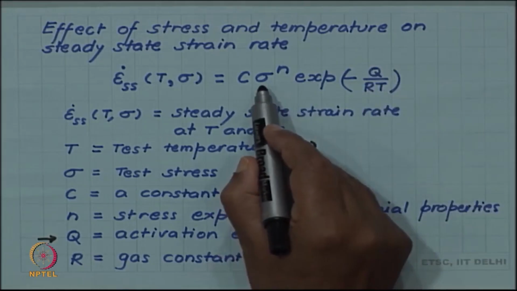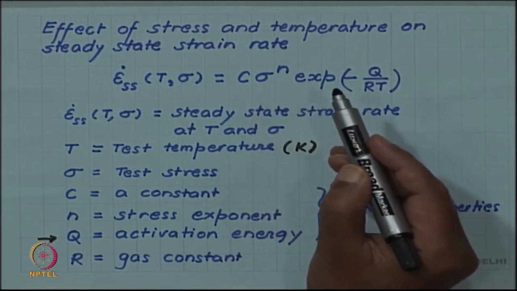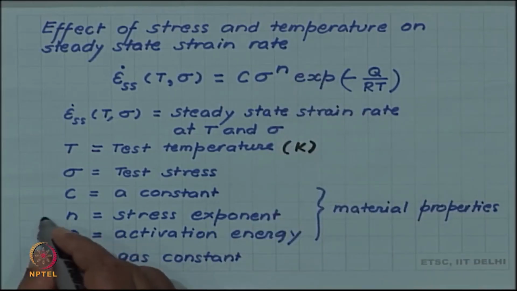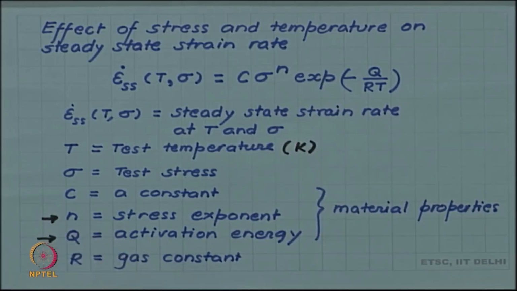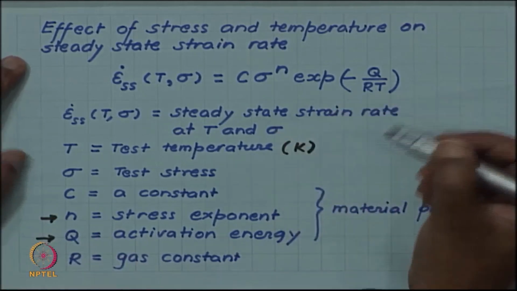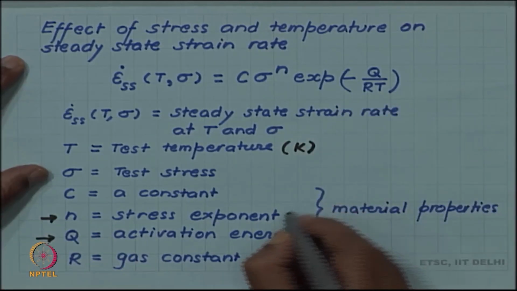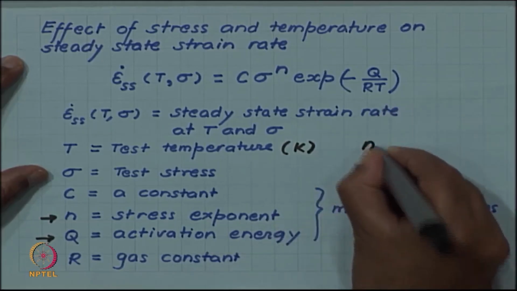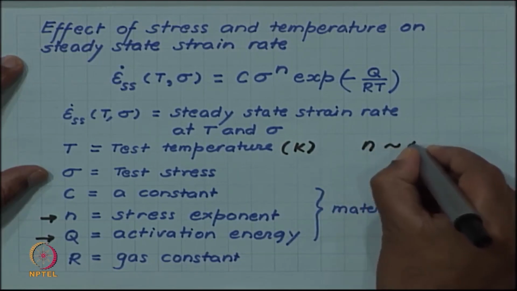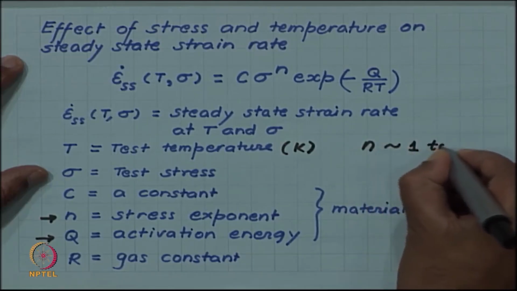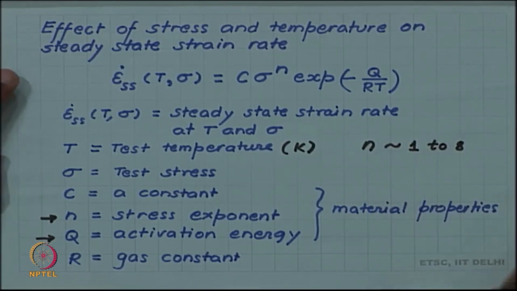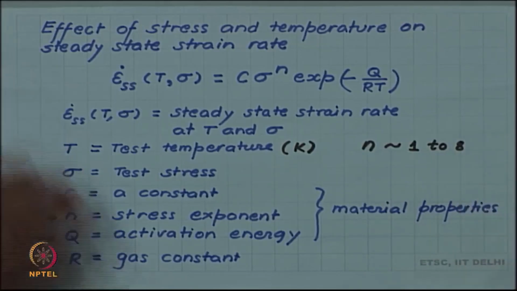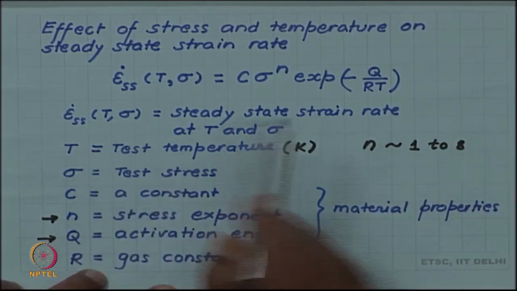The stress dependence is like a power law. So, it is stress to the power n, n is called the stress exponent. So, it is some power of stress, n generally varies from 1 to 8. So, I can write it here. n is 1 to 8 depending upon the different creep mechanisms which we are going to discuss.